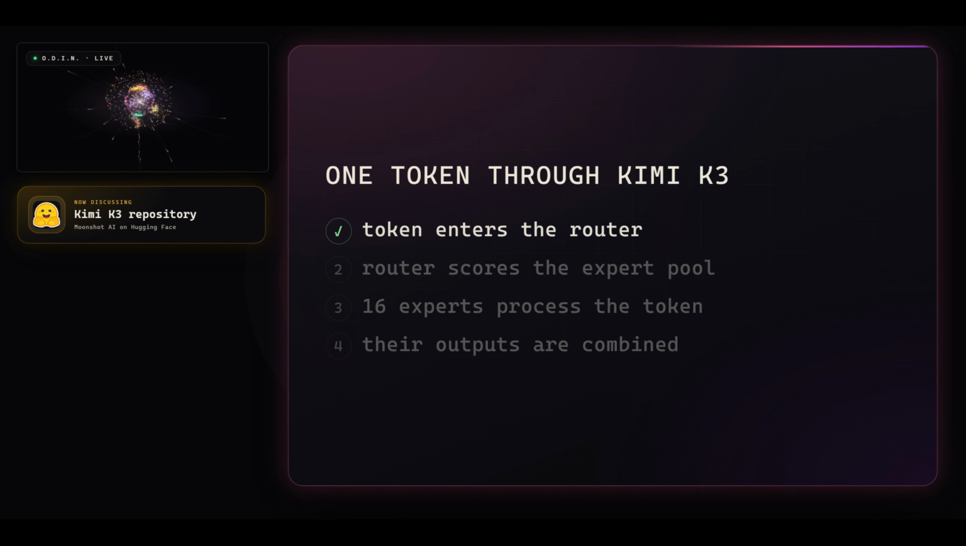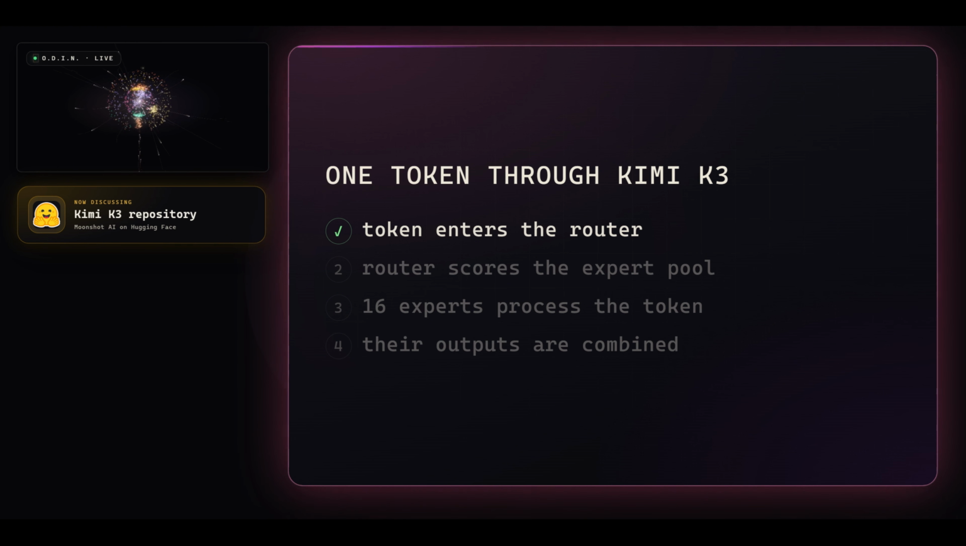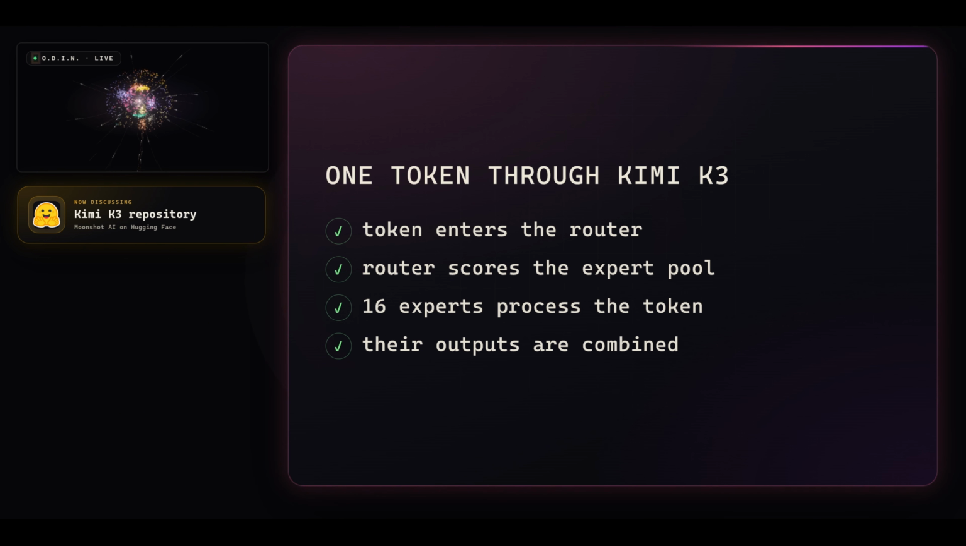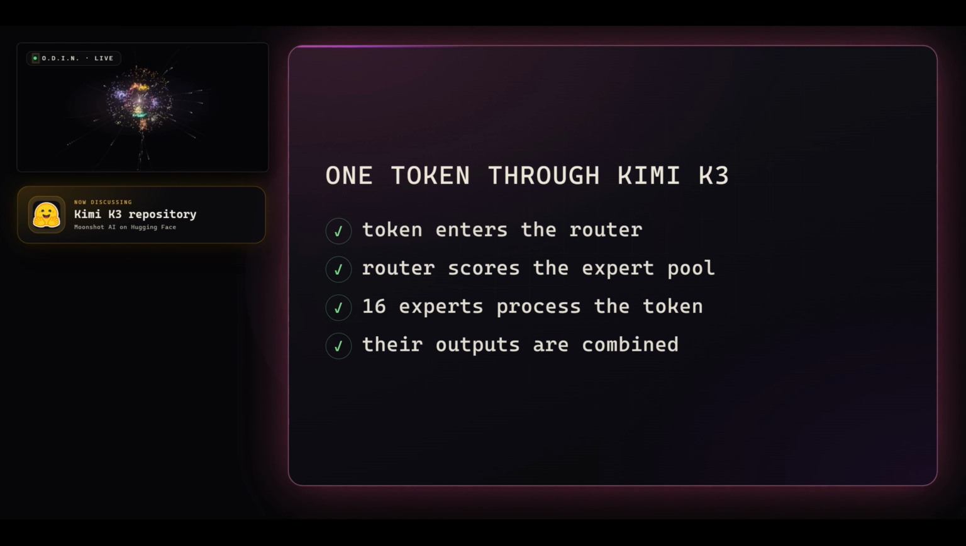First, your next token enters the network and is scored against the available experts. Second, the router chooses the small specialist subset that appears most useful for that token. Then 16 experts process the token and their outputs are combined before the model moves to the next one.